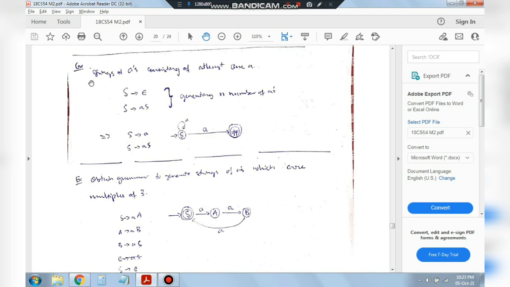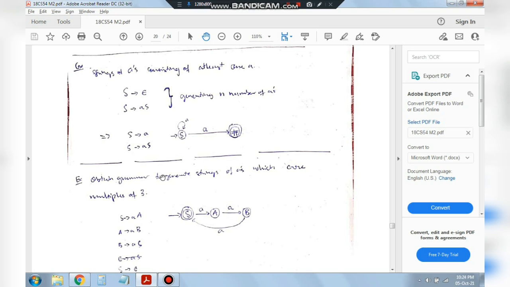And here the string of A's consists of at least one A. At least one A means I should have a state here which goes to the final state, which will have at least one A. If I want 2A, I'll pass through a self loop, then go to the final state. If I want 3A, pass through the self loop 2 times, then pass through this one. If I want 1A, it will pass through this one by default. So this will satisfy this criteria.